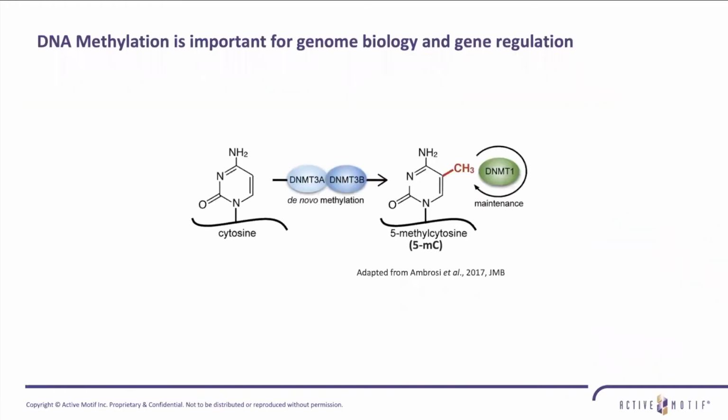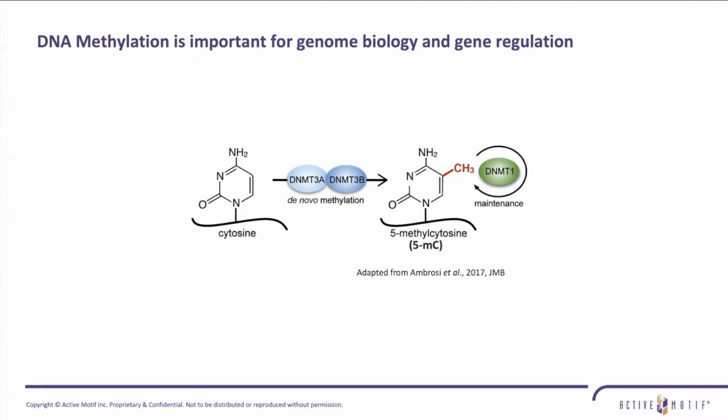So a few words on DNA methylation. We know that DNA methylation is very important for genome biology and gene regulation. And in mammalian cells, cytosine can be methylated on its fifth carbon by enzymes called DNA methyltransferases, or DNMT. There are two classes of DNMT: de novo DNMTs that methylate unmethylated cytosines, and maintenance DNMT such as DNMT1 that will replicate methylation when cells are dividing.